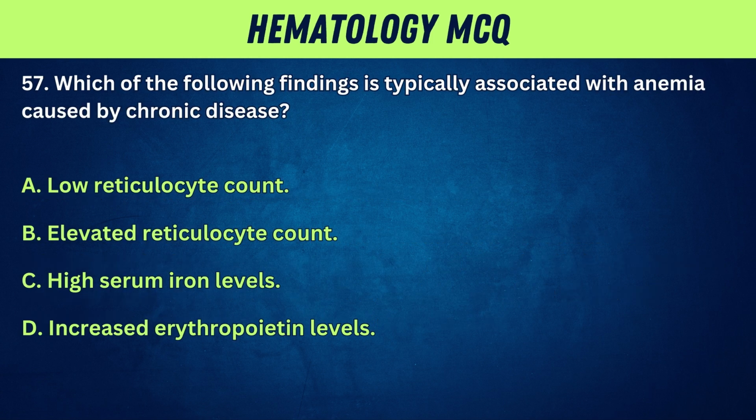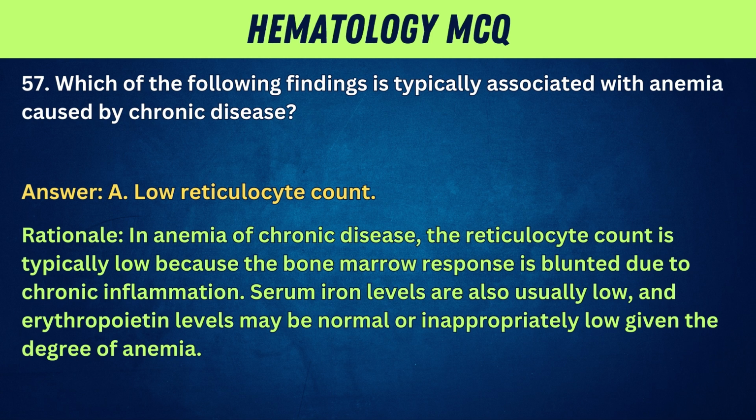57. Which of the following findings is typically associated with anemia caused by chronic disease? A. Low reticulocyte count. B. Elevated reticulocyte count. C. High serum iron levels. D. Increased erythropoietin levels. Answer: A. Low reticulocyte count. Rationale: in anemia of chronic disease, the reticulocyte count is typically low because the bone marrow response is blunted due to chronic inflammation. Serum iron levels are also usually low, and erythropoietin levels may be normal or inappropriately low given the degree of anemia.